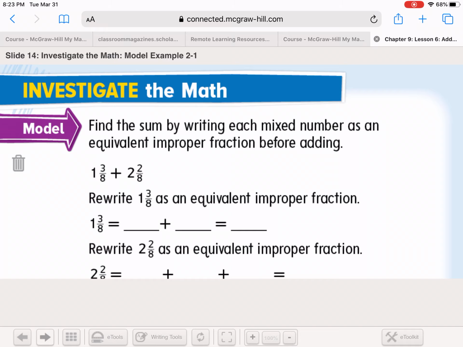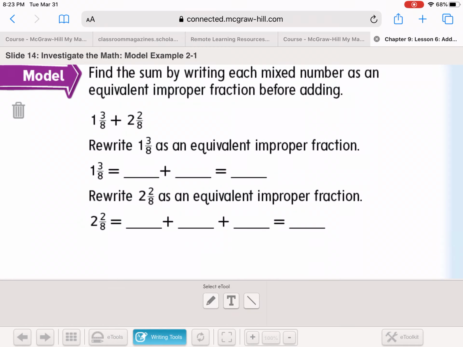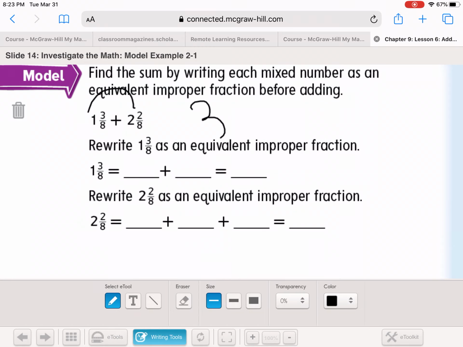What's 1 3/8 plus 2 2/8? Well, we know we're not going to rewrite it. We know that 1 plus 2 is 3. 3 plus 2 is 5/8. Now, I'm not putting these in simplest form because my fraction already is in simplest form.